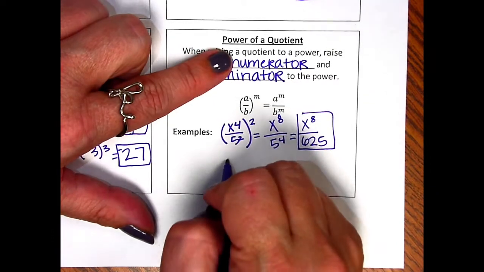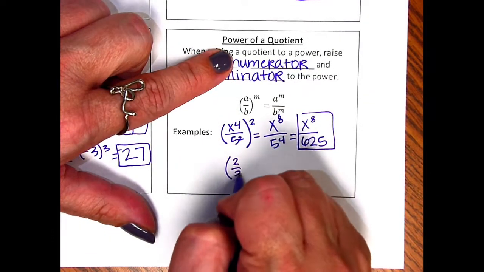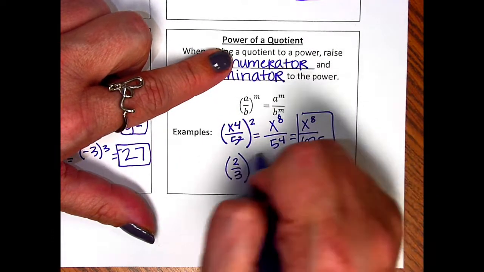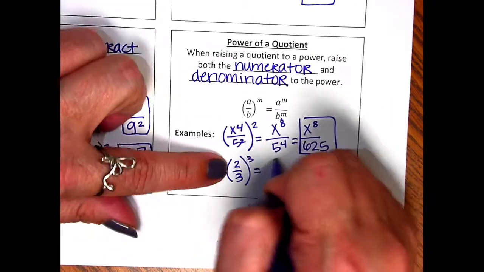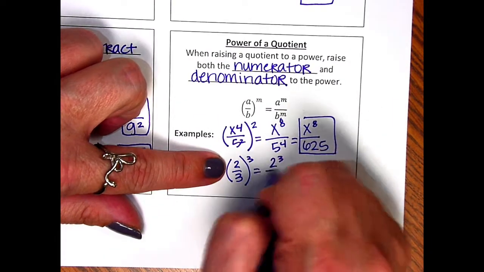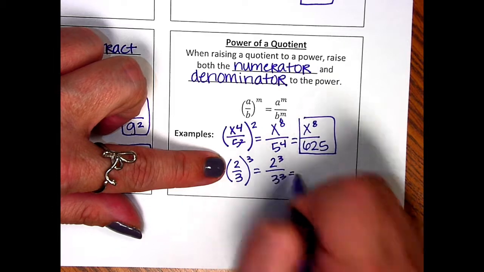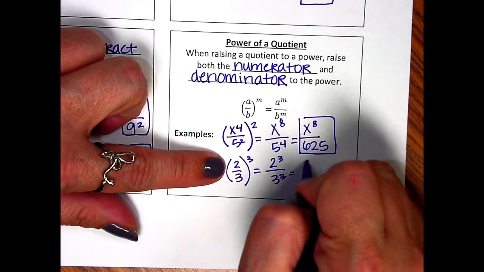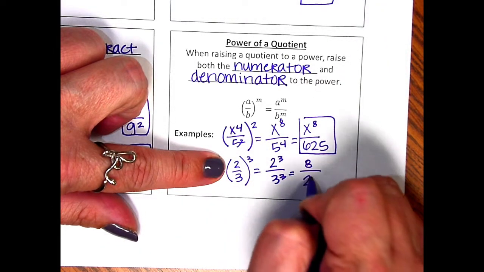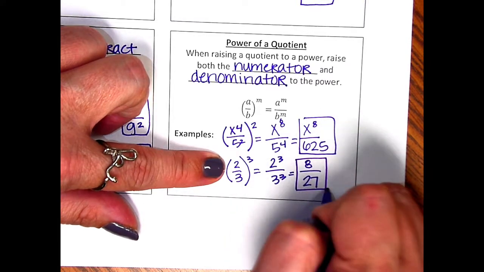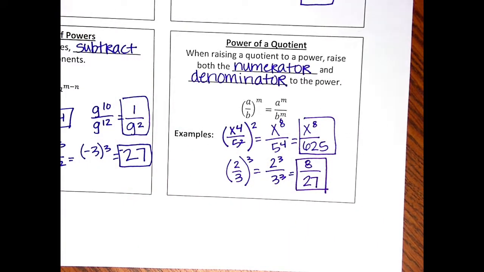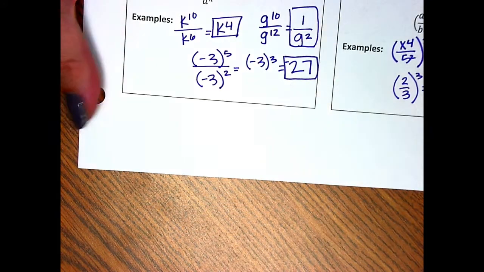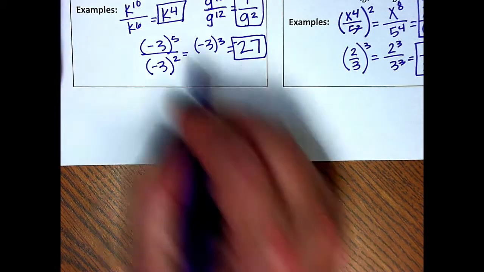And then, so 2/3 to the 3rd power would be 2 to the 3rd over 3 to the 3rd. 2 to the 3rd is 8. 3 to the 3rd is 27. Okay, I have one more, and technically it could be a negative, but I'm going to put it on the bottom because it's a little bit different.